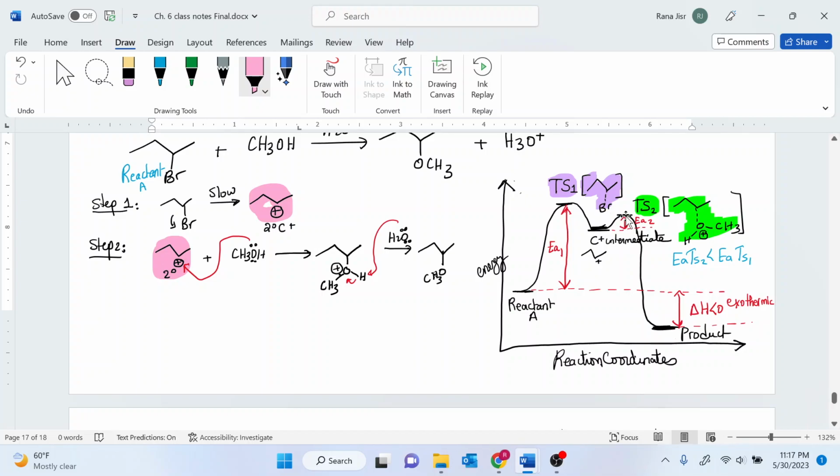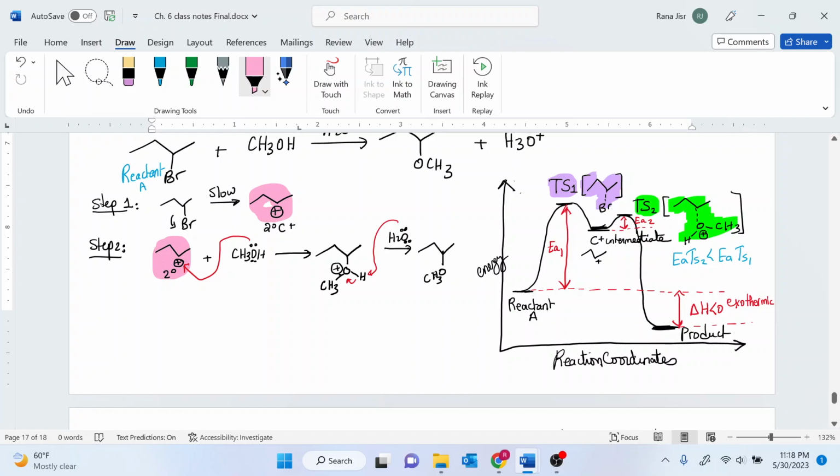So with the transition state 2 over there, these two are going to react with each other. This is their transition state, and you're going to end up getting your product. Your product always should have a lower energy than that of the reactants. So that delta H is negative, which is exothermic.